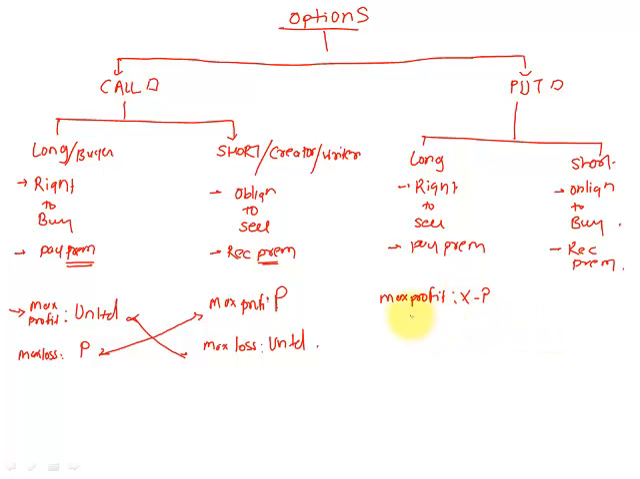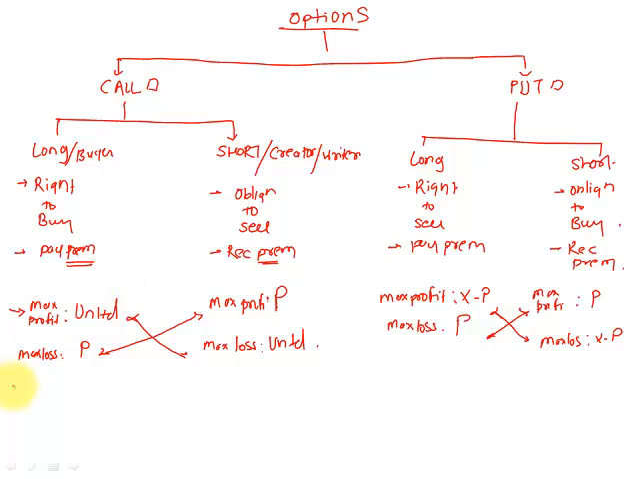So x minus p. Maximum loss, premium. Maximum profit, premium. Maximum loss, x minus p. And again the same relationship can be established.